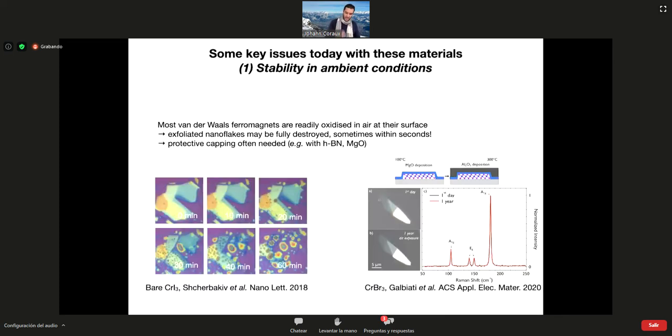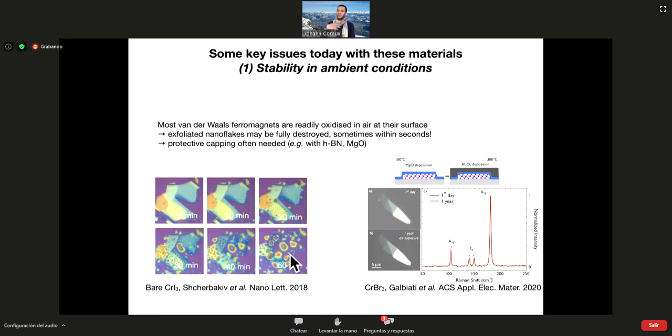Okay, so now I would like to address three issues that I think are now clearly identified in the community that come together with these magnetic 2D materials. So the first one is obviously the stability. And it was realized very early when people were working with chromium iodide, for instance. You see here the exfoliated material exposed to air, and you see that within an hour, the material essentially disappears. So it oxidizes, I think this is triggered by light, but it's a very serious issue.